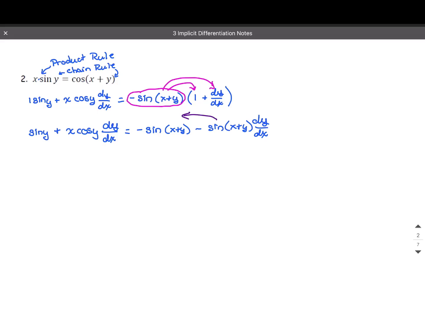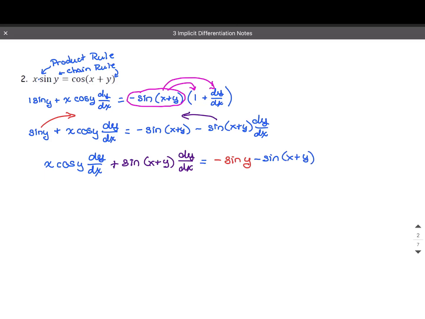I'm going to move it to the left, and we're going to take everything that doesn't have a dy/dx and make sure it's on the right. So what we have is x cosine y dy/dx, but I'm going to add the sine of (x plus y) dy/dx equals, and I'm going to bring over that negative sine y, and I still have minus sine of (x plus y).